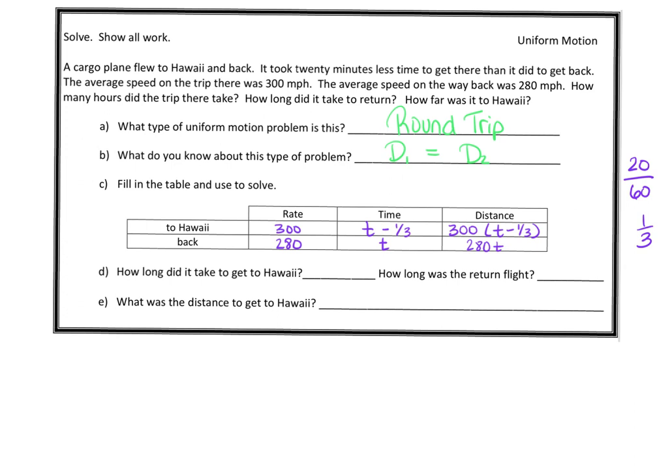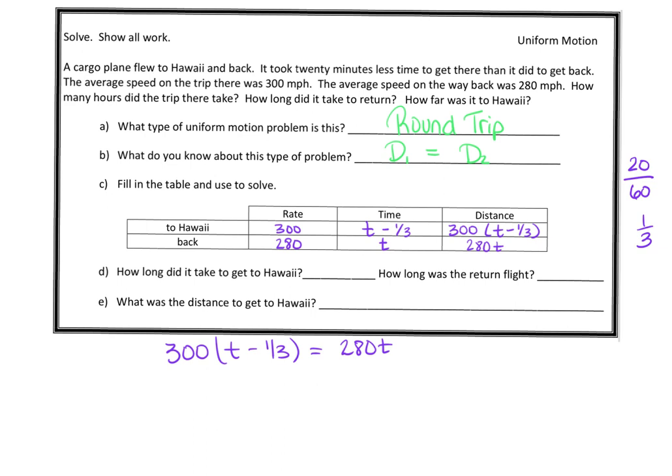I'm going to go back up and say, what did I say I'm going to do to set these up? Well, I said I'm going to set my two distances equal to each other, and that's how I'm going to solve this. So I'm going to say the first distance, which is 300 times t minus 1/3, equals the second distance, which is 280 times t. Okay? So far, so good? And what do I do to solve?